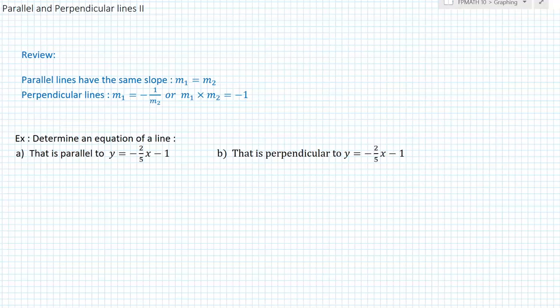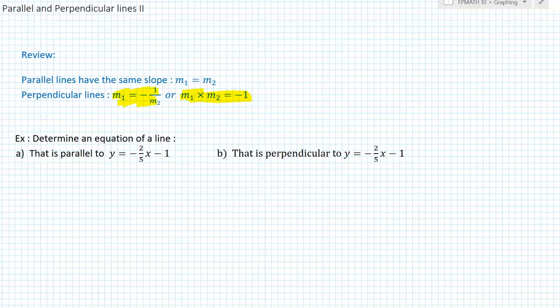A quick review: parallel lines have the same slope, and perpendicular lines have this relation when it comes to their slope. One is the negative reciprocal of the other, or you can say that when you multiply the two slopes, you'll end up getting -1. All right, so let's look at an example.